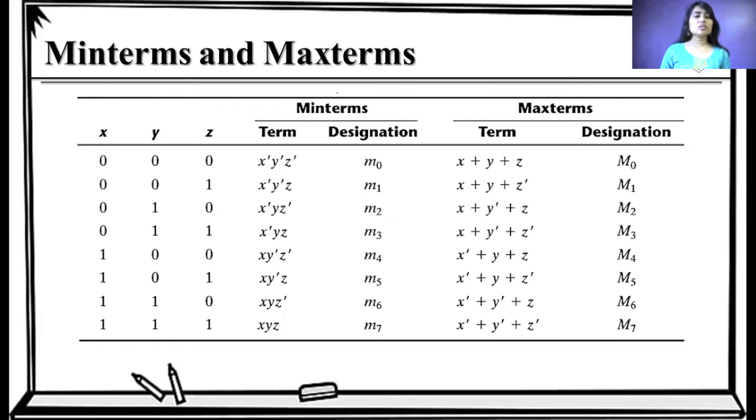And here the terms are represented as follows. For x, y, z equal to 0, we have x dash, y dash, z dash. For 0, 0, 1, we have x dash, y dash, z. For 0, 1, 0, as y equals 1 and x and z equal 0, we have x dash, y, z dash. As y equals 1, we represent y as a normal variable and the other x and z as inverted variables.